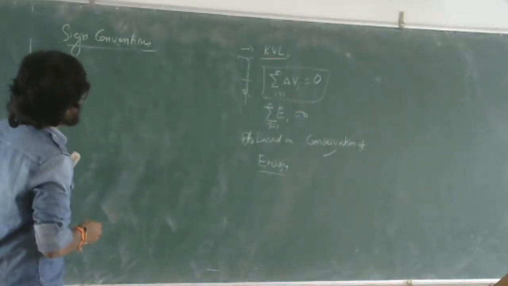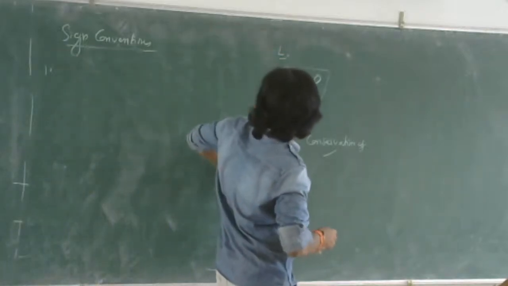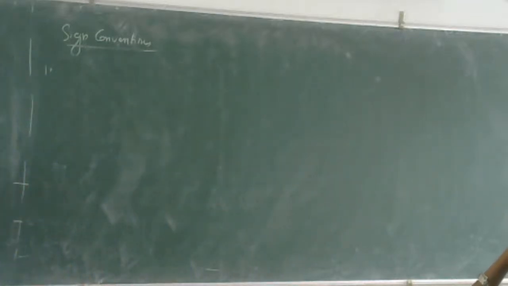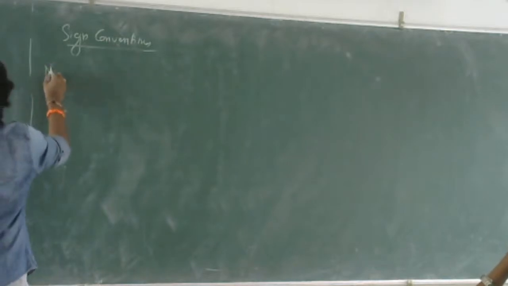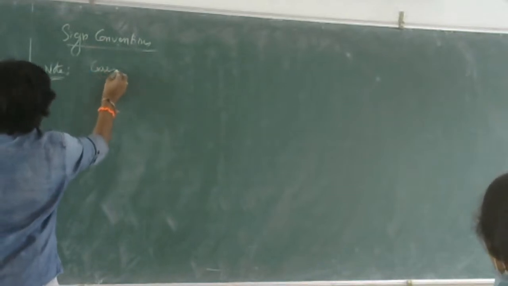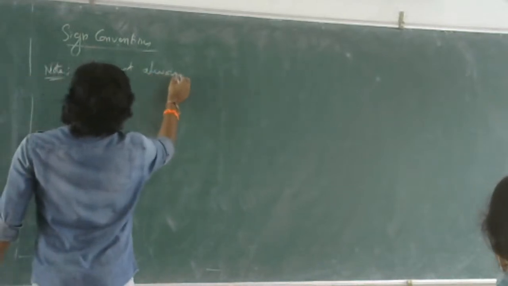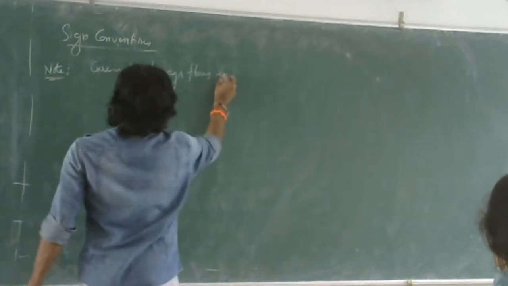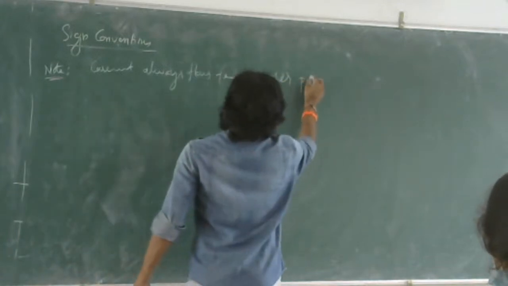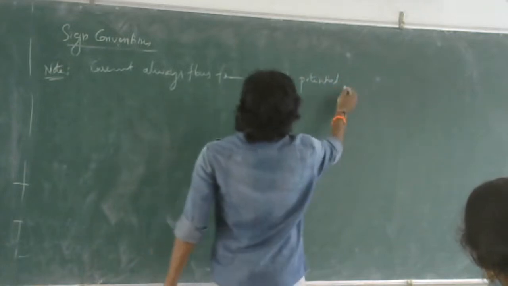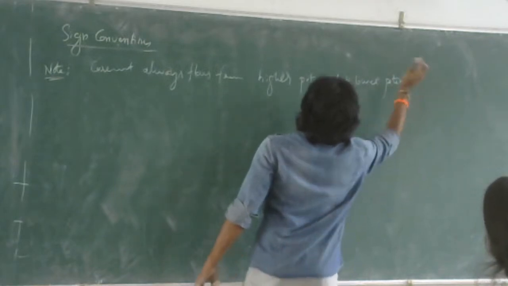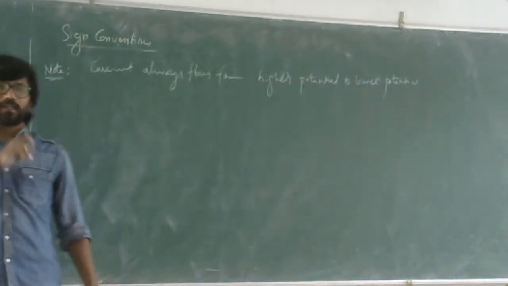First one: let us consider a resistor. Before getting into the sign conventions, you have to write a note. Current always flows from higher potential to lower potential. Write down: higher potential to lower potential. Copy it, everyone. Why do we need that? We will understand that.